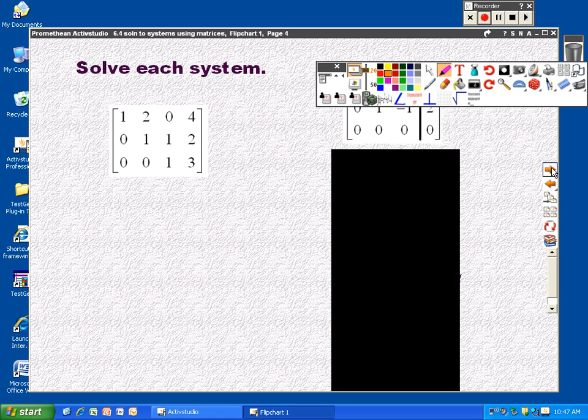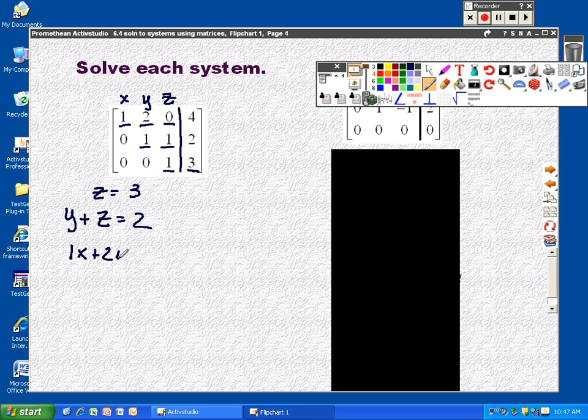Okay? So this says solve each system. Let's see. I think here we have our augmented bar missing. So if we take our matrix and we go back to our equations, notice this would be x's, y's, and z's. So here, z equals 3. In this second row, 1y plus 1z equals 2. And in this first row, 1x plus 2y plus 0z equals 4.